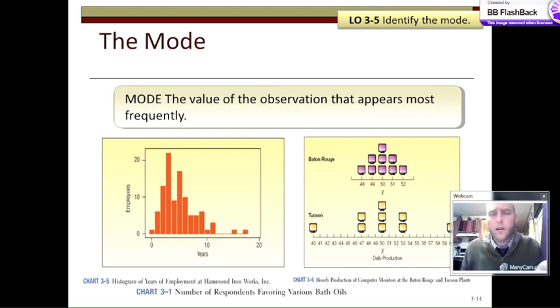I said before that the mean was unique, one and only one mean. Same is true for the median, one and only one median. There's one value that'll divide it in half. The mode, however, not so much. You can have two modes. You can have two values that occur most frequently.